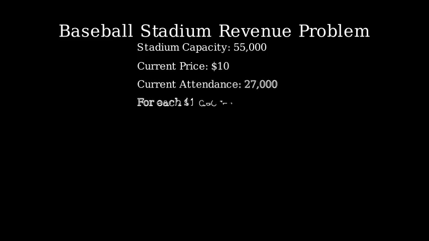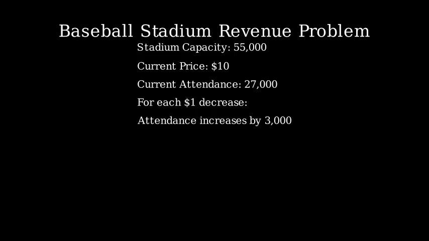Let's solve a real-world problem about maximizing revenue for a baseball stadium. Here's our problem. A baseball stadium holds 55,000 spectators. At a ticket price of $10, the average attendance has been 27,000 people. A market survey shows that for every $1 decrease in ticket price, attendance increases by 3,000 people.